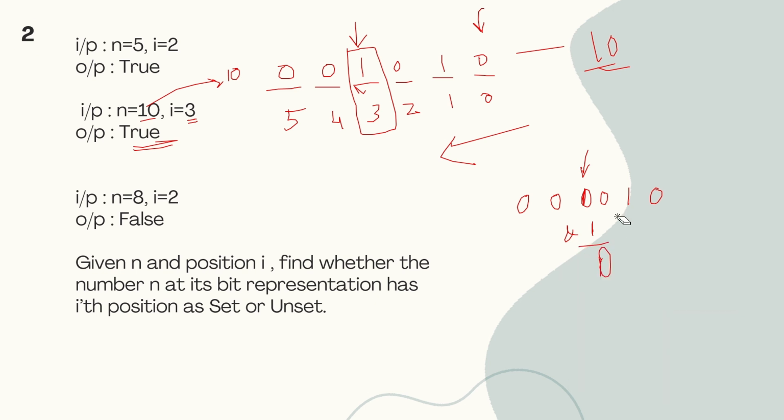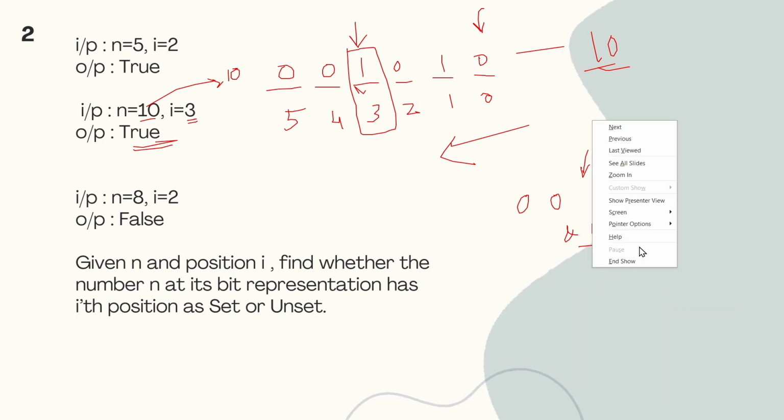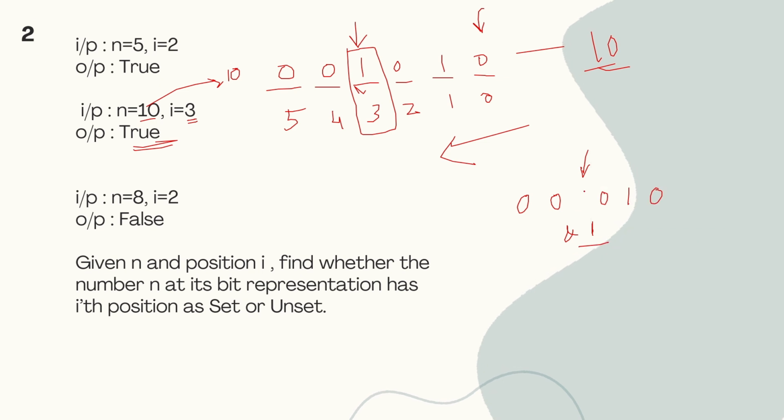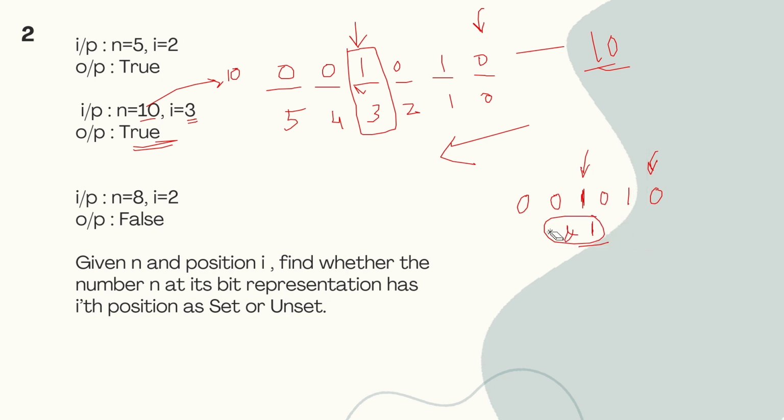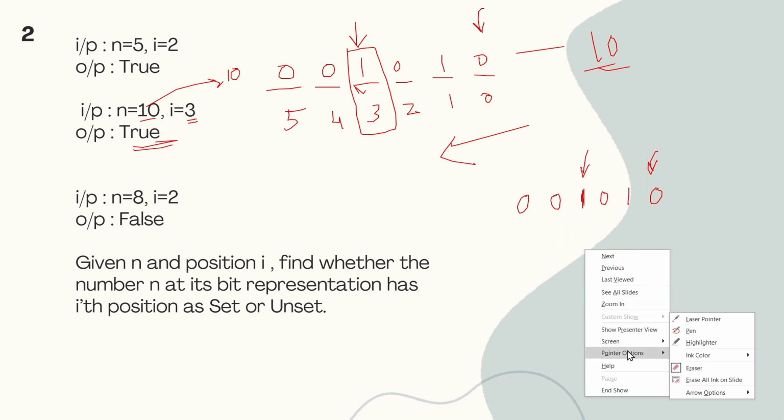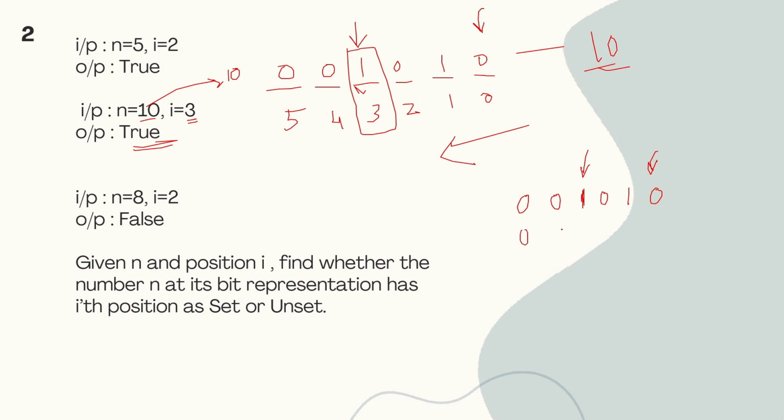Let me erase it. So clearly what you can see here is, I need to bring this to here so that I can apply an AND operation with 1. But 1 means, can you keep it here? No. You need to keep 1 like this: 0, 0, 0, 0, 0, and 1. This is the bitwise representation of the number 1.